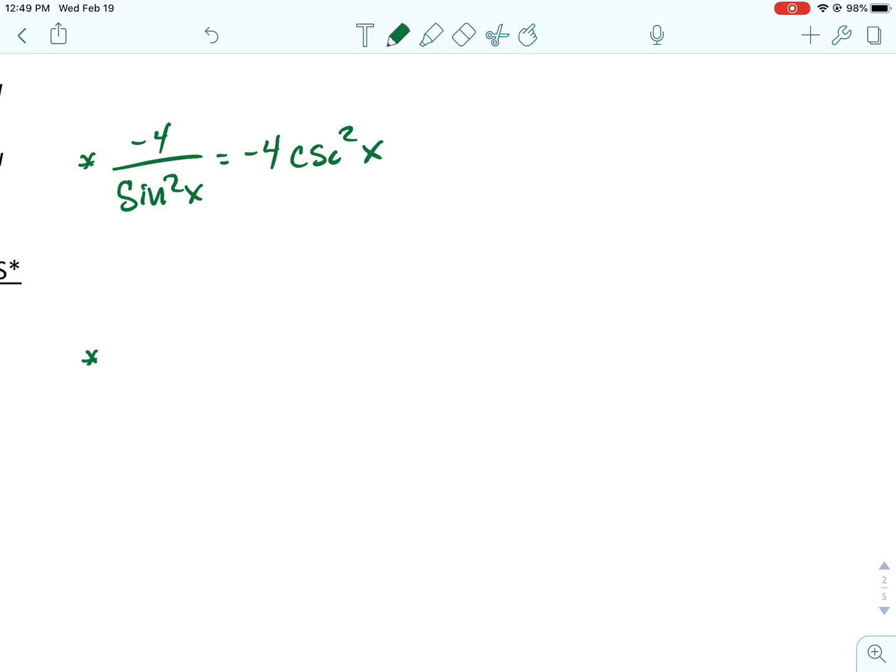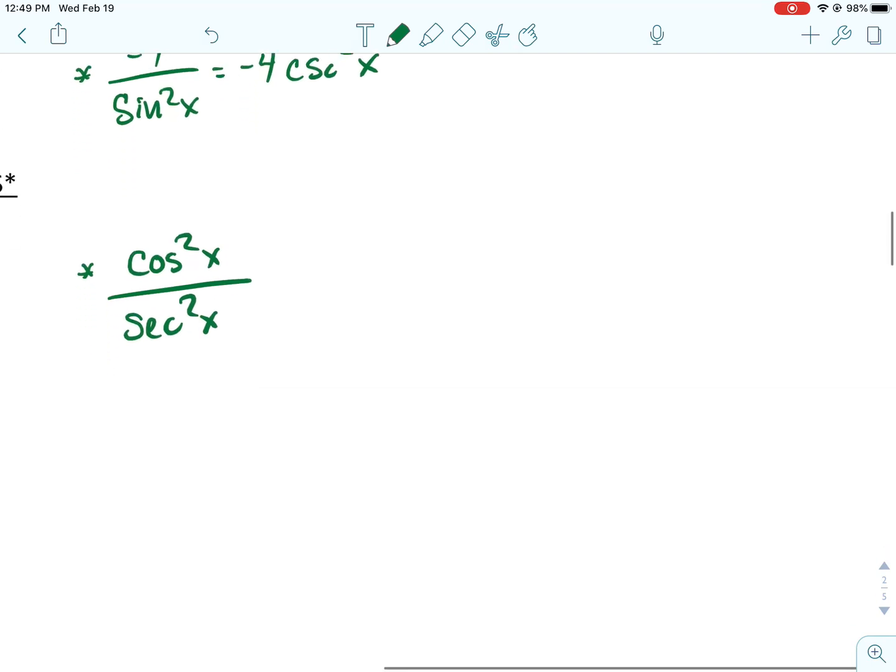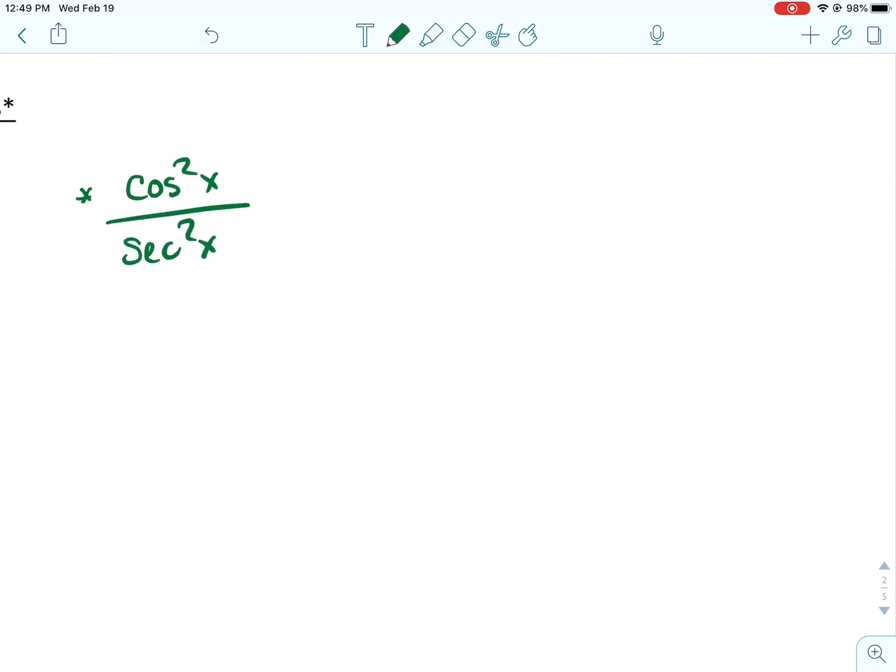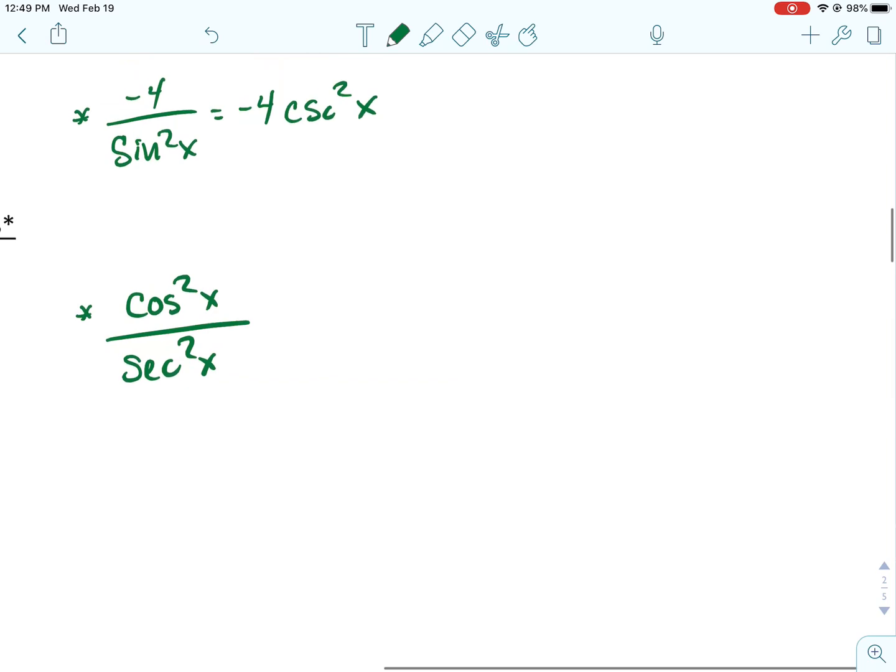This one's a little different. So this time my numerator is not a number. The numerator is the cosine squared of x. And then the denominator is secant squared of x. You think we can still use this identity, the reciprocal identity? We can.